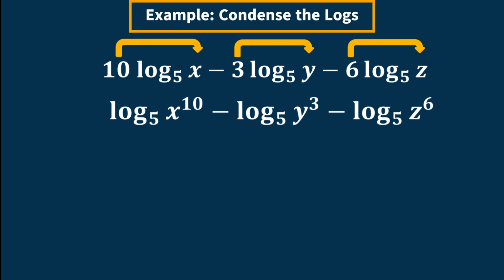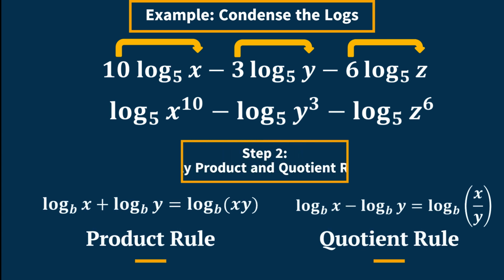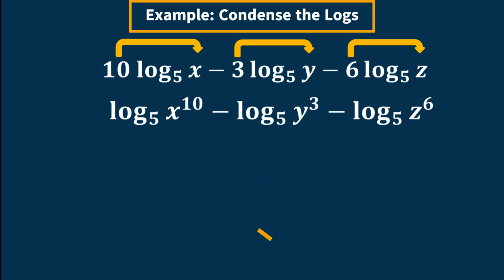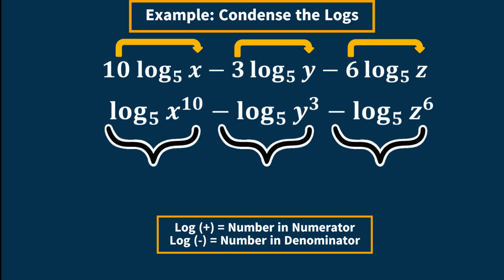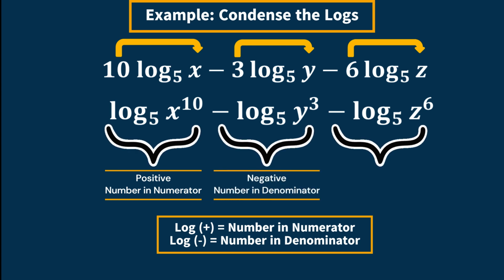Now we can complete the product and quotient rules simultaneously. The product rule states that if the log is positive, the number will be in the numerator, and if the log is negative, the number will be in the denominator. We can see that log base 5 of x to the 10th power is positive, and log base 5 of y to the 3rd power and log base 5 of z to the 6th power are negative. Therefore, our x term will be in the numerator, and our y and z terms will be in the denominator.